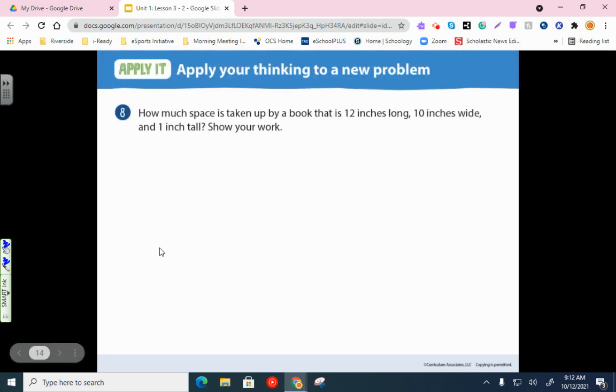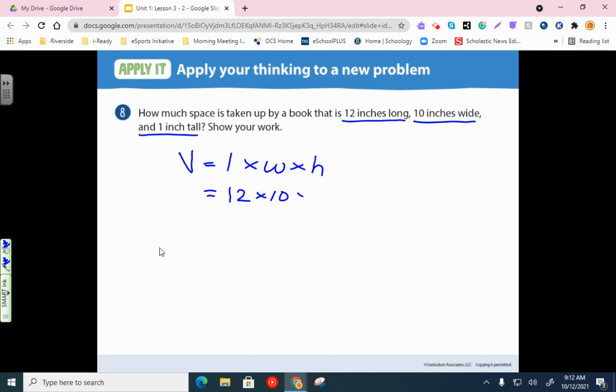How much space is taken up by a book that's 12 inches long? Underline that. 10 inches wide and 1 inch tall. Let's go with the classic. Length times width times height. And this is going to be 12 times 10 times 1. And I know 12 times 10 is going to be 120. And that's going to give us a volume of 120. It's inches, so it's going to be cubic inches.